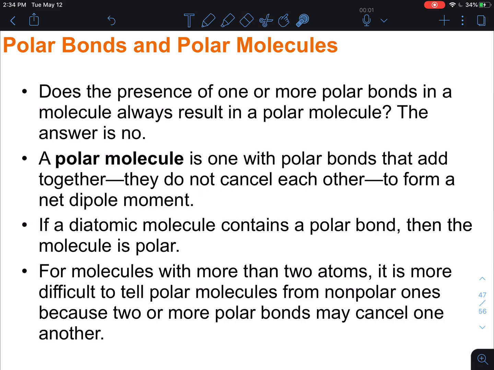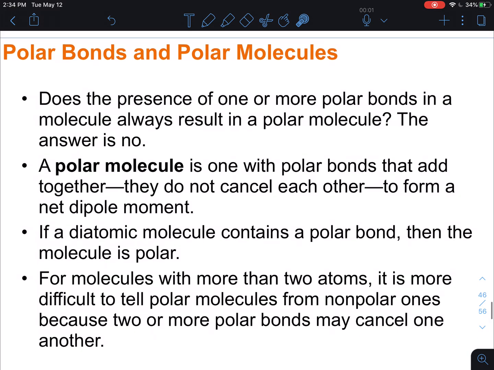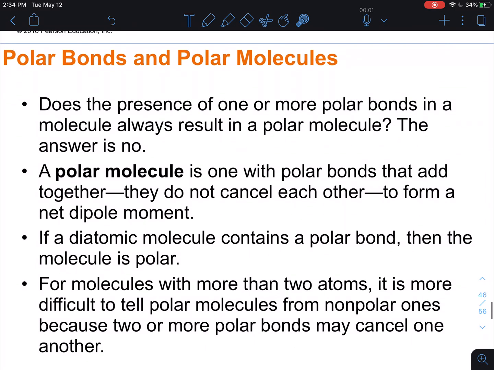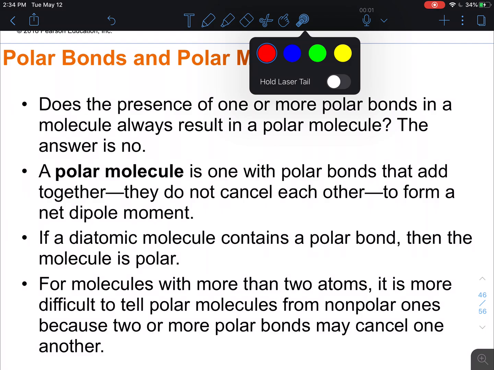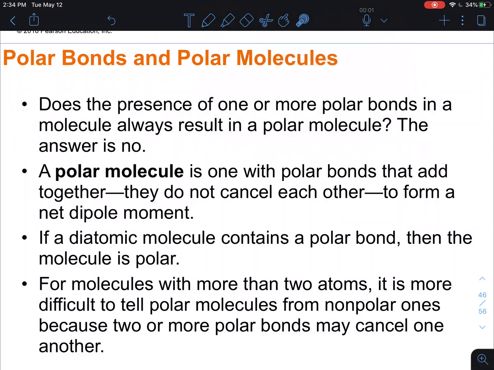This is a very short lecture. My kid just woke up, so I got to go get him. I will start back up in a little bit, and we will talk about polar covalent bonds, and how that affects the molecule as a whole, and then we'll be finished with chapter 11.